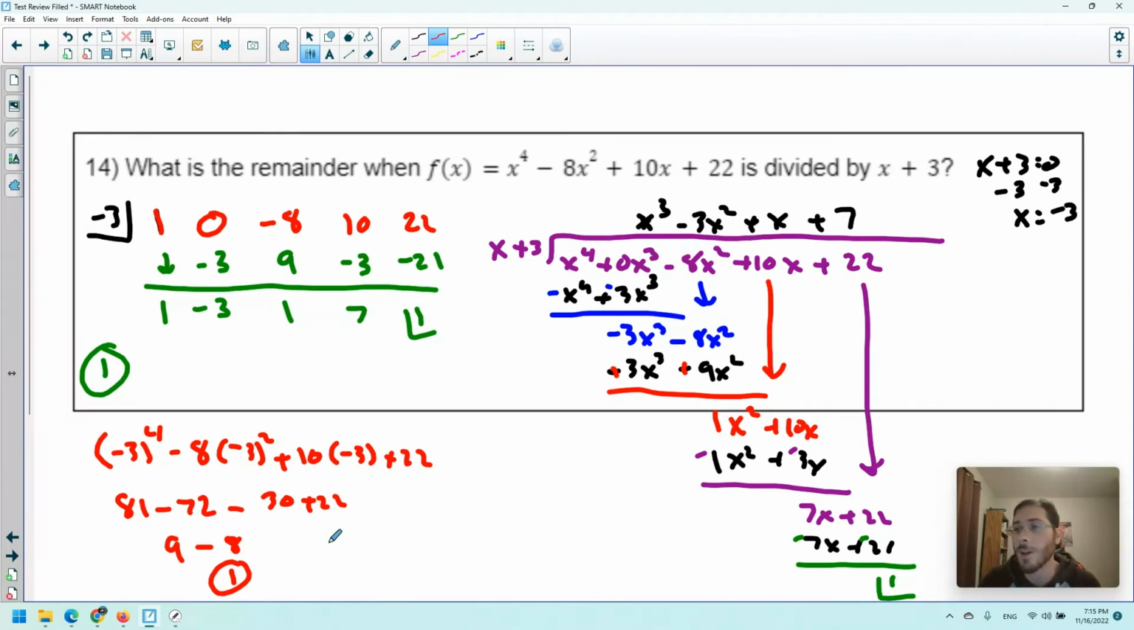So I could do it that way. I could even graph it if I want and find out what happens at x equals -3, because that's the same thing as plugging it in. So that way works too. There's a lot of ways to do this one. I like this one. It's a fun one. Anyway, that's 14.